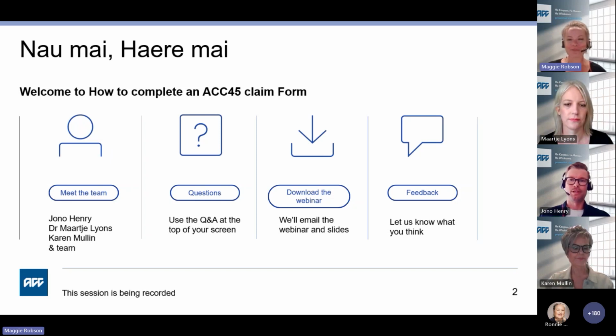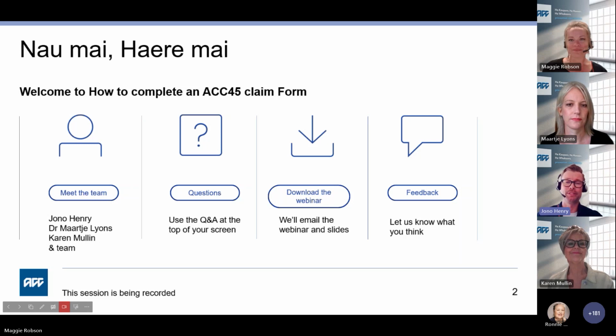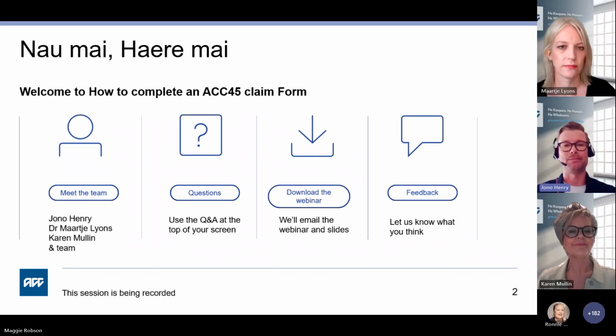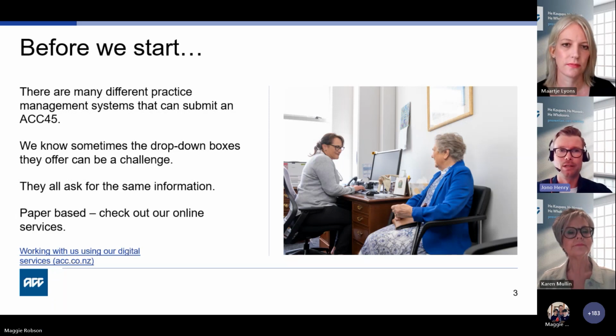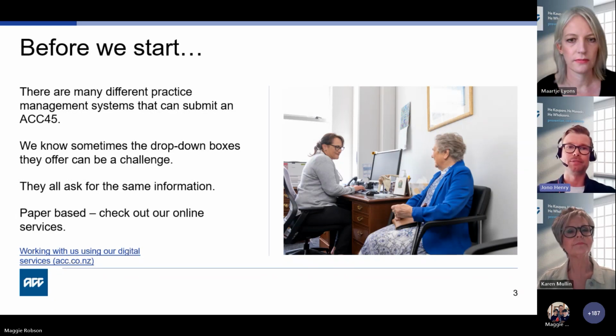Before we start, we understand that there are a lot of practice management systems that you may use. Functionality can be an issue, and entering details might be slightly different for each system. This presentation isn't to directly address those issues, and all the information required to be placed in these systems is available on our website. This presentation will follow the flow of an ACC 45 form, sections 1 through to 7. And I'll start off now.